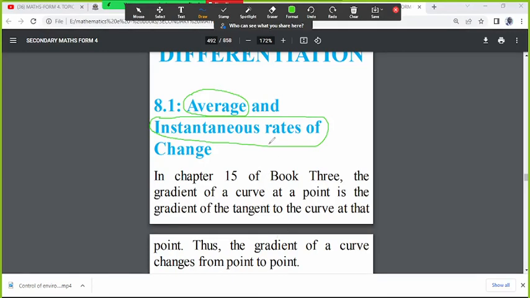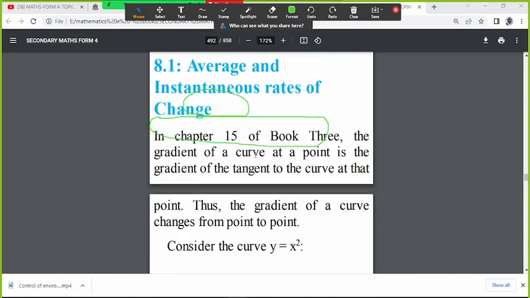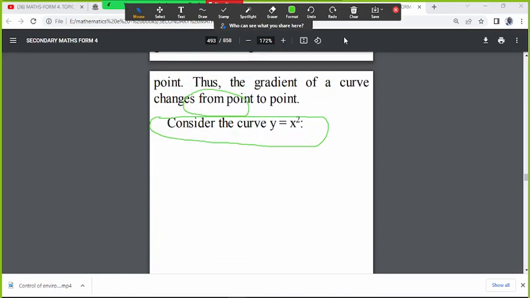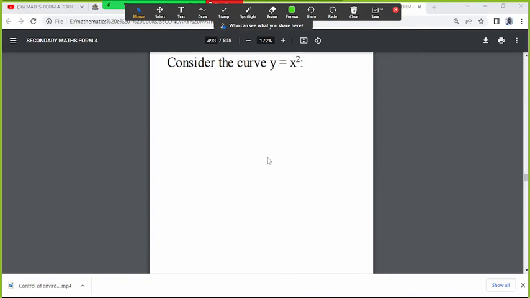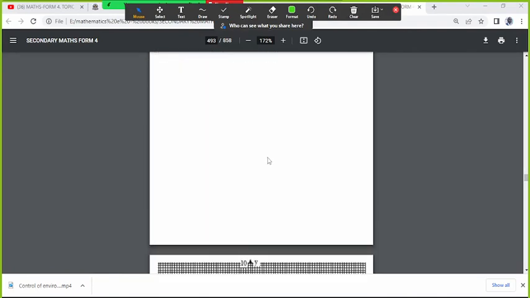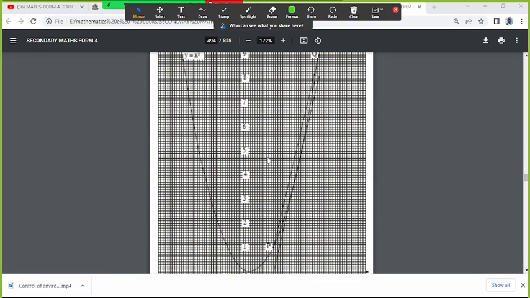We said that average rate of change is when we... it's a little bit bigger.